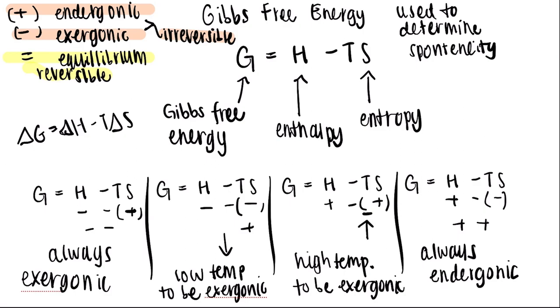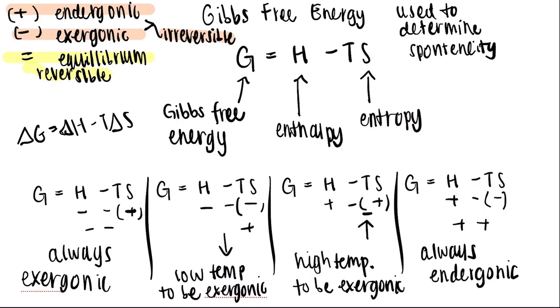So it's always exergonic. Then if you have the opposite situation where you have a positive enthalpy and a negative entropy, it's always going to be endergonic. You can apply the same math. If you have a negative times a negative, it's a positive, and a positive plus a positive is positive. So it's going to be always endergonic. Then you have the situations that are in between.